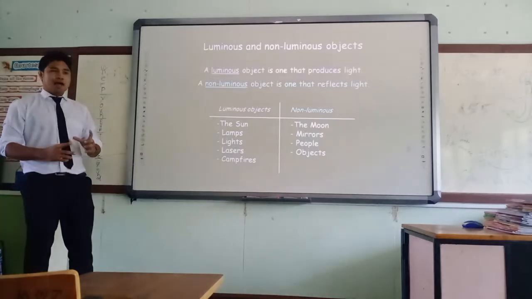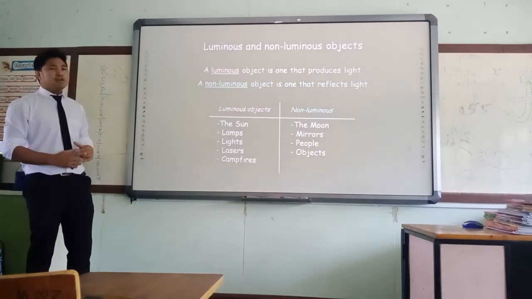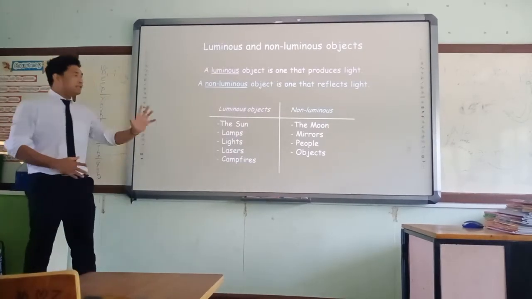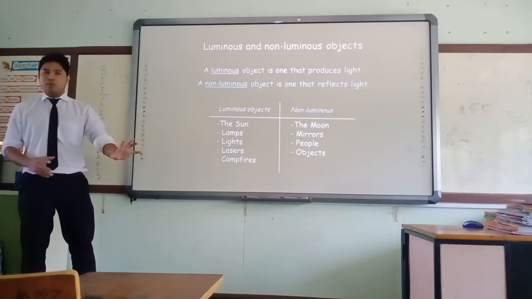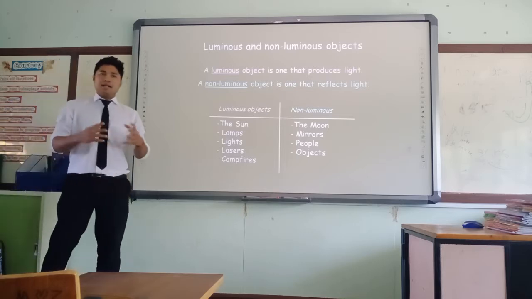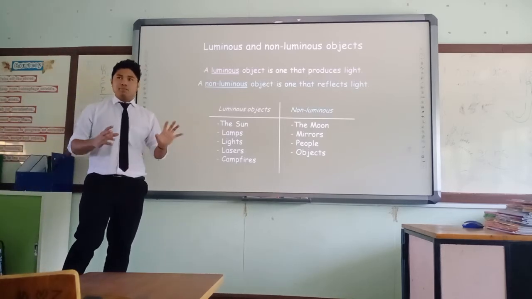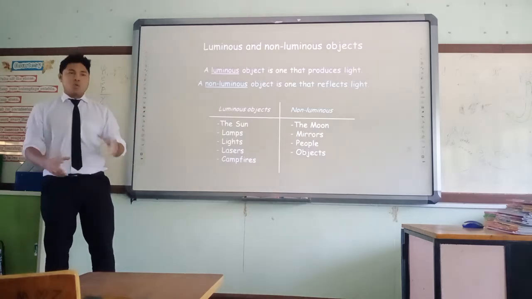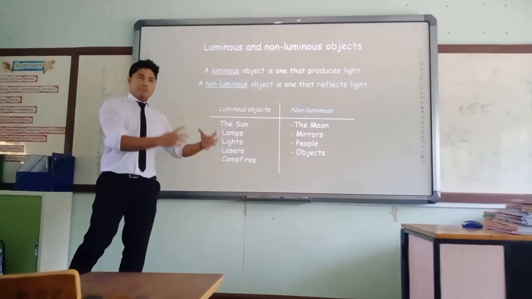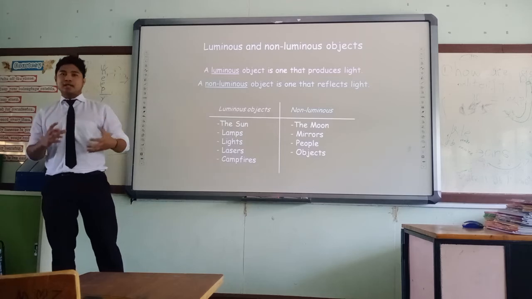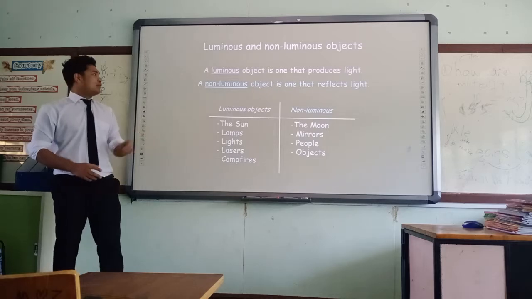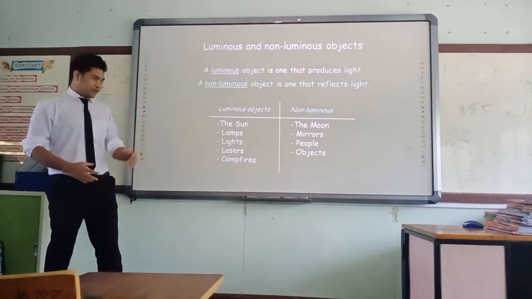And next is the non-luminous object. A non-luminous object is one that reflects light. Okay? And the best example is the moon. The moon is non-luminous. Even though we see the moon at night, and it's bright, it doesn't mean that the moon produces light. Why? Because the light of the sun reflects off the moon. That's why we see the brightness of the moon. Okay, that is the example of non-luminous and luminous objects.